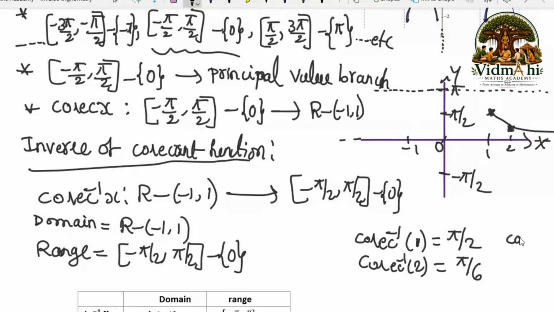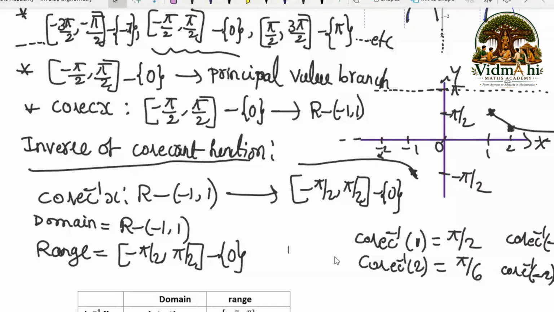And where the cosec function value is minus 1 at minus 90. And where the cosec inverse function value is minus 2, that is minus pi by 6. Minus pi by 6 means minus 30. Here it is minus 2, minus 30. So if you join this, you will get the graph like this. So this is the graph of the cosec inverse function.